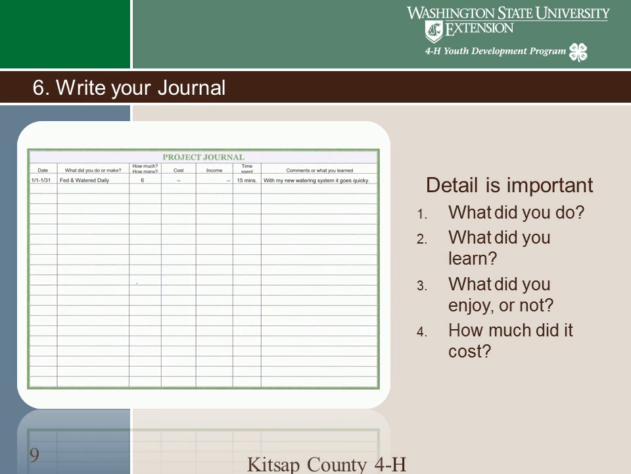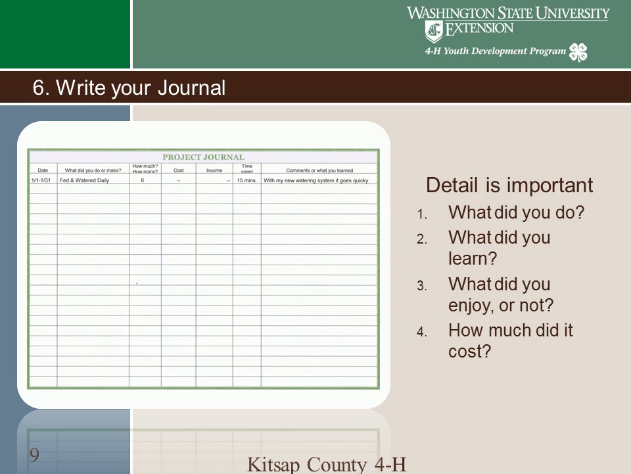Be sure to fill in the columns for how much and how many. Cost, income, time. If a column does not apply to your project, write NA. If you have an animal project, your project journal must reflect the feeding of them. One entry at the start of each month is sufficient.